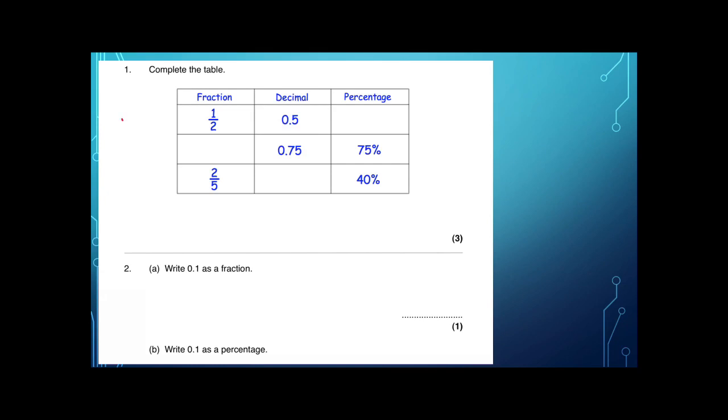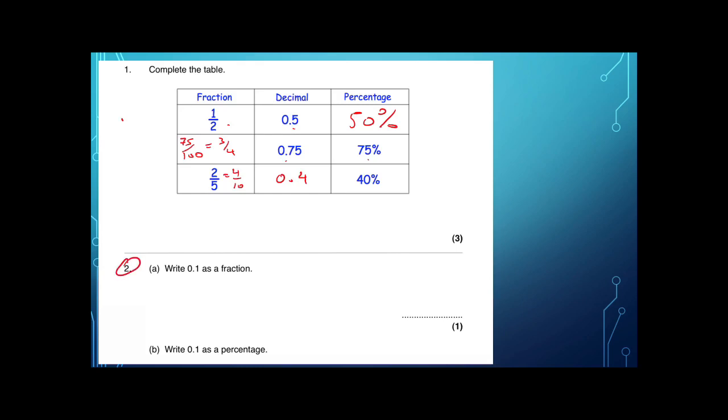So the first one here, we've got to write a half, 0.5, now as a percentage, that's 50%. This one here, 0.75 is the same as 75 over 100, which is also 3/4. 2/5 is 4/10, and that's 0.4 as a decimal and 40% as a percentage.